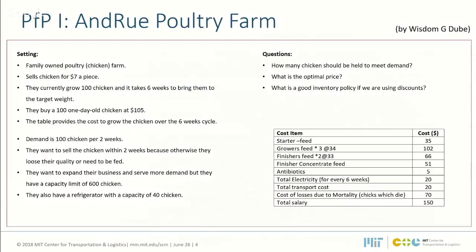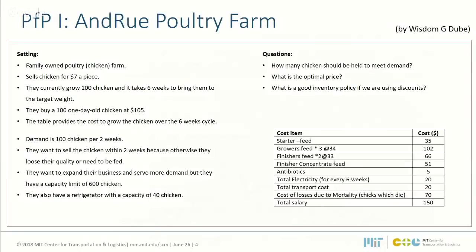They're also interested in growing, expanding their business. It seems to have been working well in the last 2 years, according to Wisdom, but they currently have a 600 chicken set limit on how much they can produce. That's like a capacity constraint, if you will. And they also have a capacity constraint on the refrigerator, where they can only store 40 chickens. So at the end they need to figure out when to slaughter them so that they don't throw them away, but they don't need to feed them. There is some kind of dynamic at the end going on.